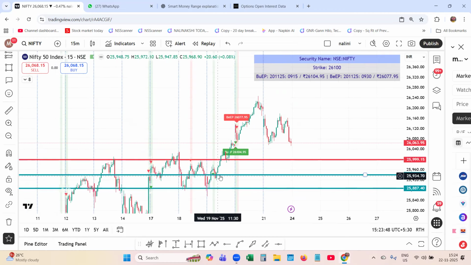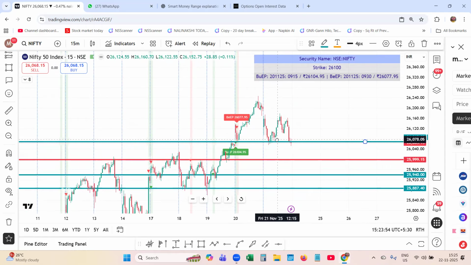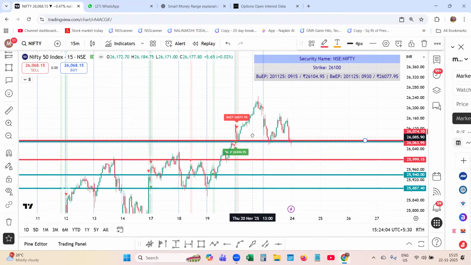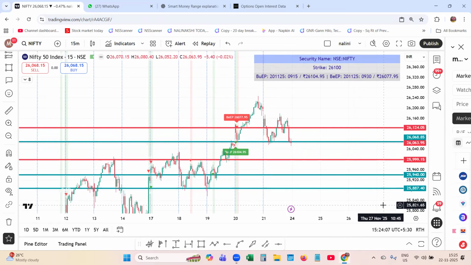The EP's next support is 25,000 here. Now, the market has made an attempt to come below this, and this is the resistance. Simple, you can do this for your stocks. You can do this exercise for your options, stocks, and also for any stock, commodity, or Bitcoin, everything you can mark like this, and you can have these lines on your chart.